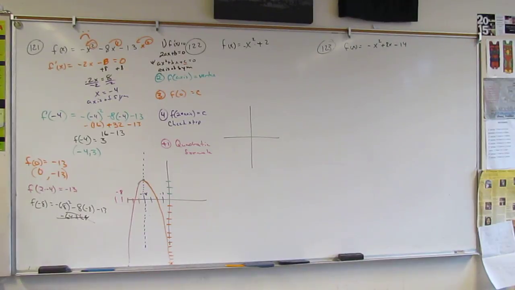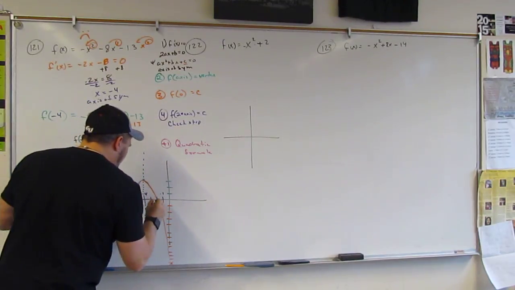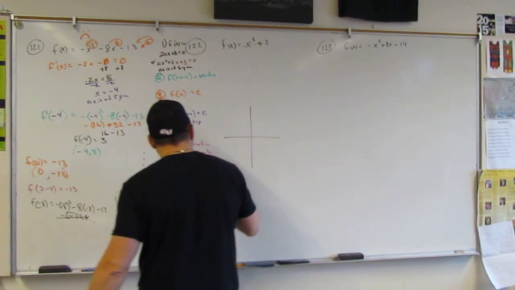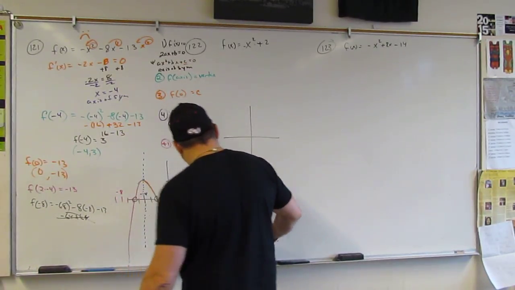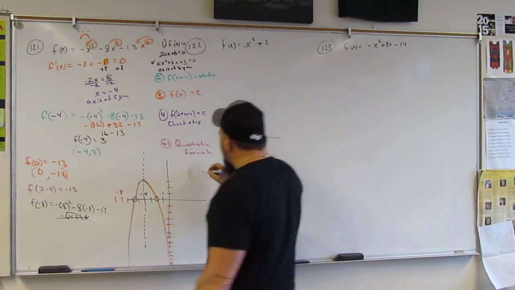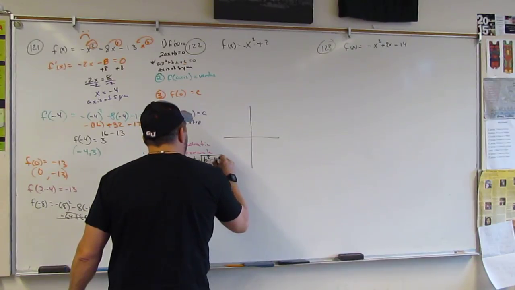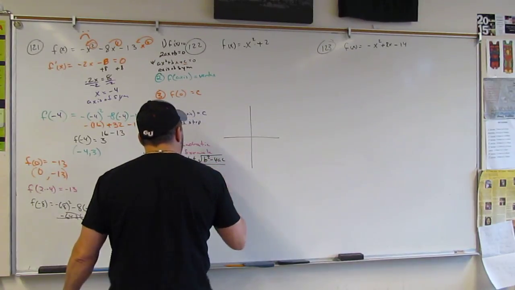All right, now, but it wants all zeros. It wants all the zeros. That means it wants to know what these guys are. That's that plus 1 method, that quadratic formula, right? That means I've got to put in negative b. So remember, the quadratic formula is negative b plus or minus the square root of b squared minus 4ac all over 2a. Okay?